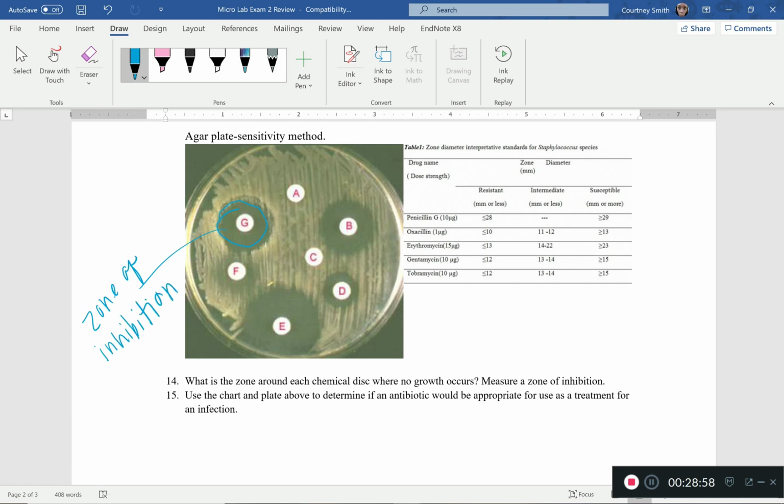And then also be able to interpret data that I give you based on this table, kind of like what we did in lab. So I'm not going to do that. Also be able to measure them.